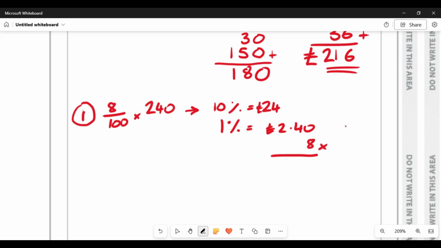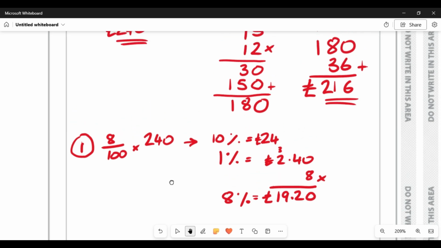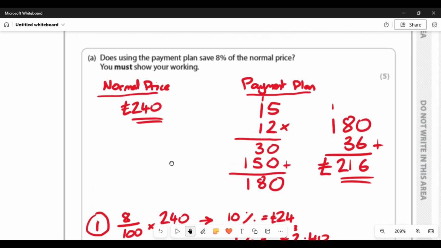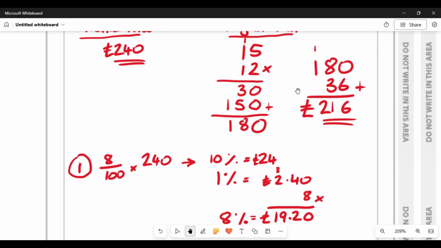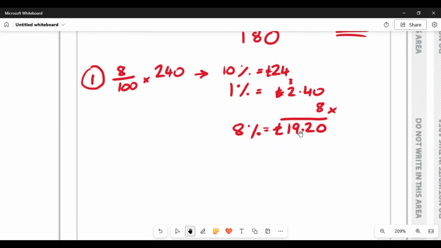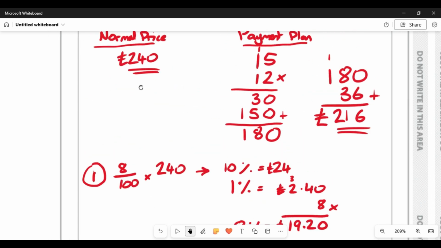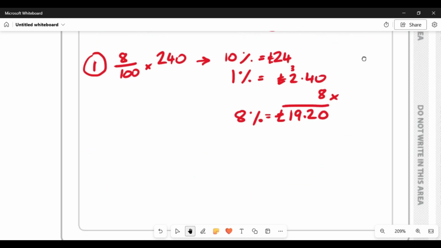So 0 times 8 is 0. 4 8s are 32, carry the 3. 2 4s is 16 plus the 3 is 19. You got 2 decimal places for your answer. So that is actually 8% of the normal price, which is £19.20. What did they say? Does the payment plan save 8%? So the saving is the difference between the normal price and the payment plan. So we're going to have to compare this 8% that they're talking about with the difference between the normal price and the payment plan.